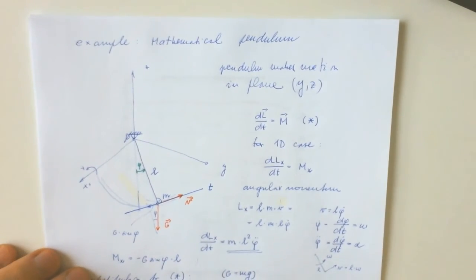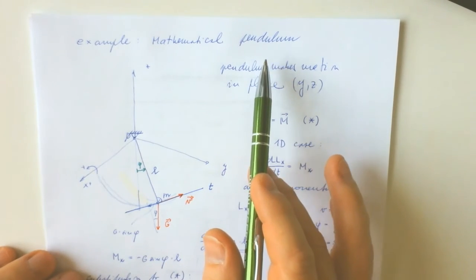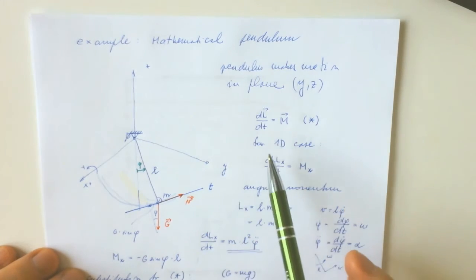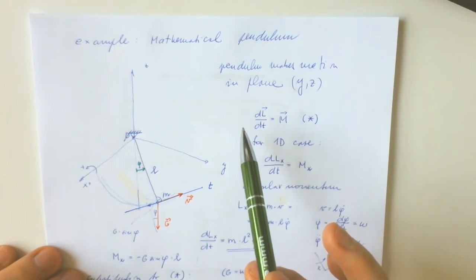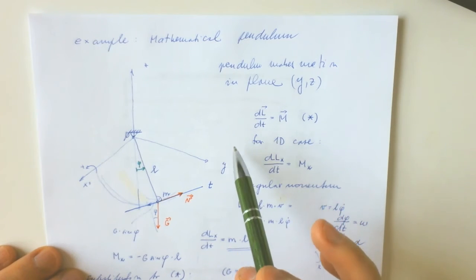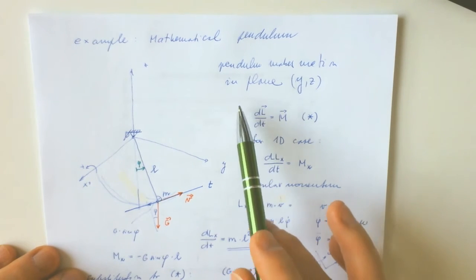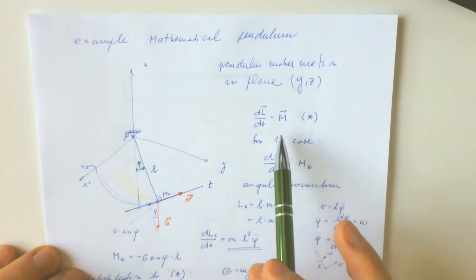And we will make an example of a mathematical pendulum. Again, we did it before, but we used a different method. We used the method of free body diagram, and now we use the law of change of angular momentum.